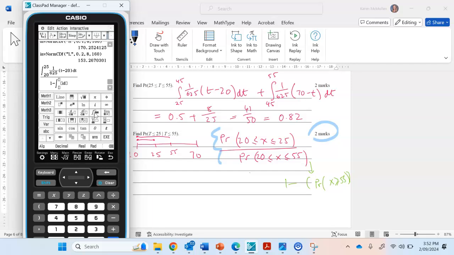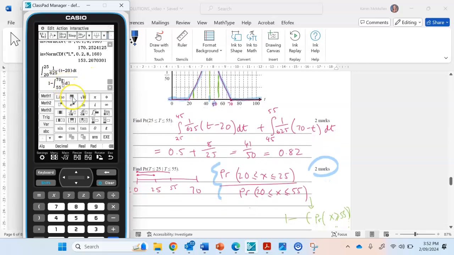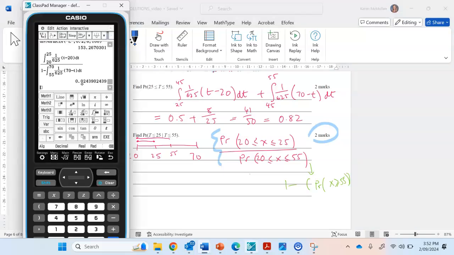So we're going from greater than 55, so 55, and our upper limit, from memory, was 70. Let me just double check. And it was 1 over 625, and then 70 minus t dt. All right, so we got 0.... Oh, it doesn't want a decimal answer, so we've just got to go back up. Just make sure you give it as a standard fraction, so 1 over 41.